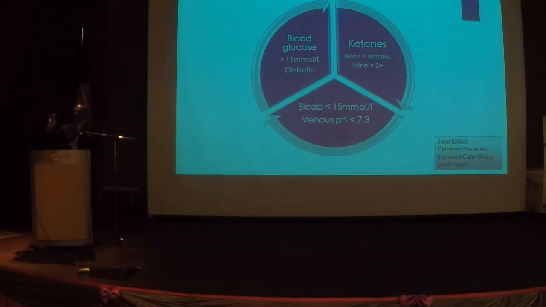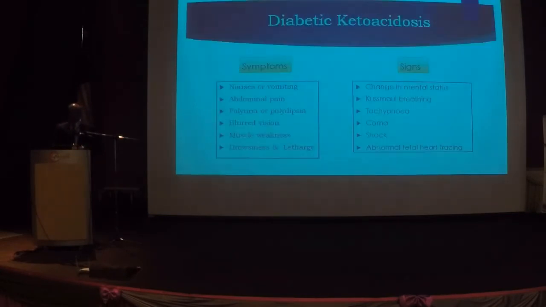So DKA has got a triad of 3 things: hyperglycemia, ketones, and acidosis. You don't really need to know how to manage. The next time you see a patient with urine ketones 3 plus in the gynae ward, just do a random blood sugar and then refer her to the physicians. There's also one thing called euglycemic DKA. So you don't really need to be hyperglycemic. So if urine ketones 3 plus, just check the blood glucose.